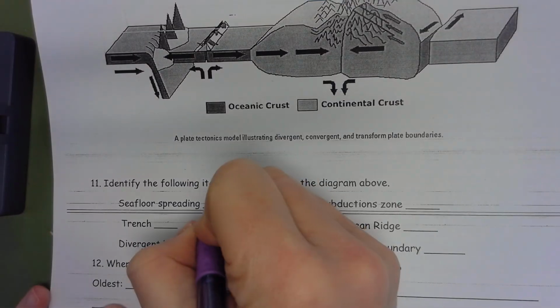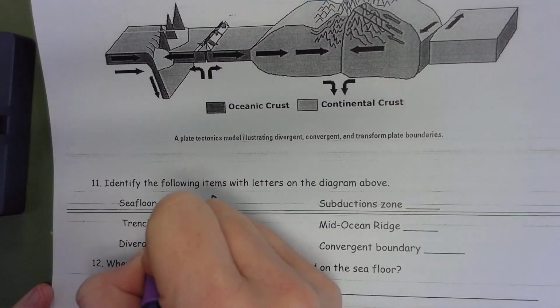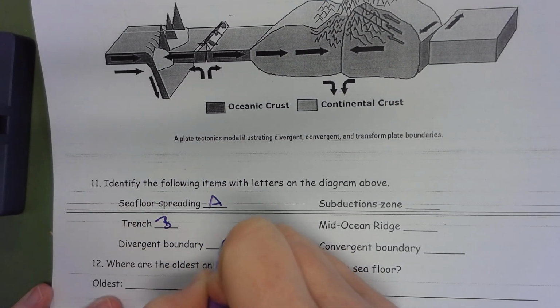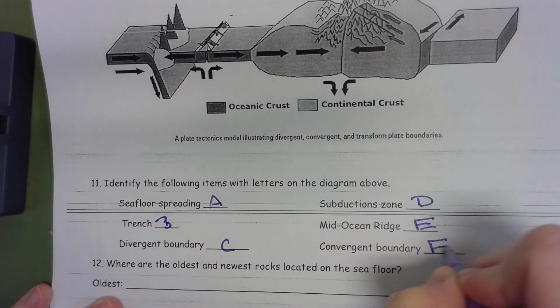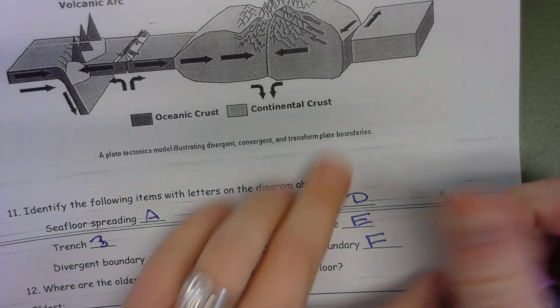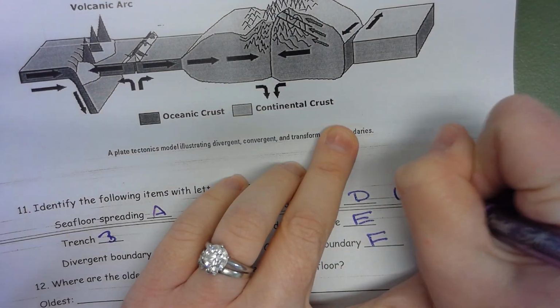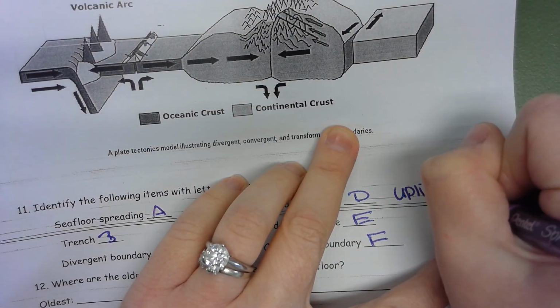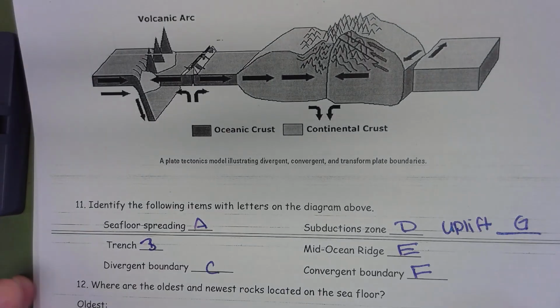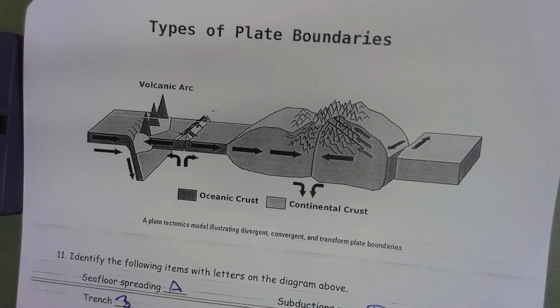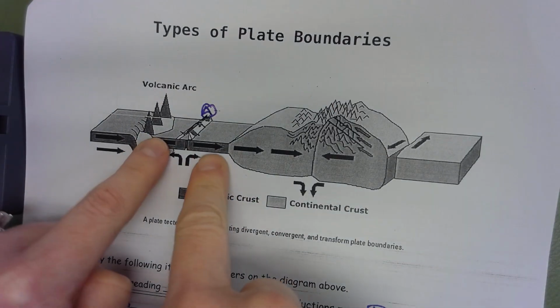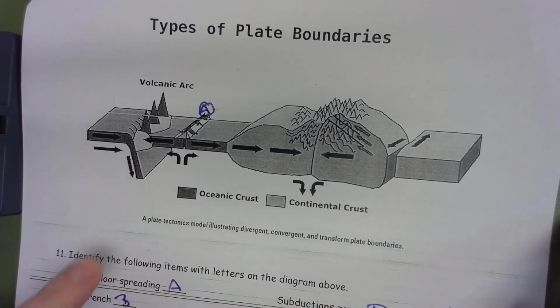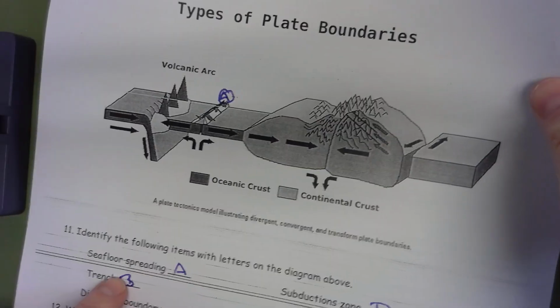The first thing I'm going to do is label these. And I'm going to add another one. I'm going to write the word uplift and put G. All right, for A, that is going to be here. Remember, this is oceanic plate and it's diverging, and that's where seafloor spreading happens.